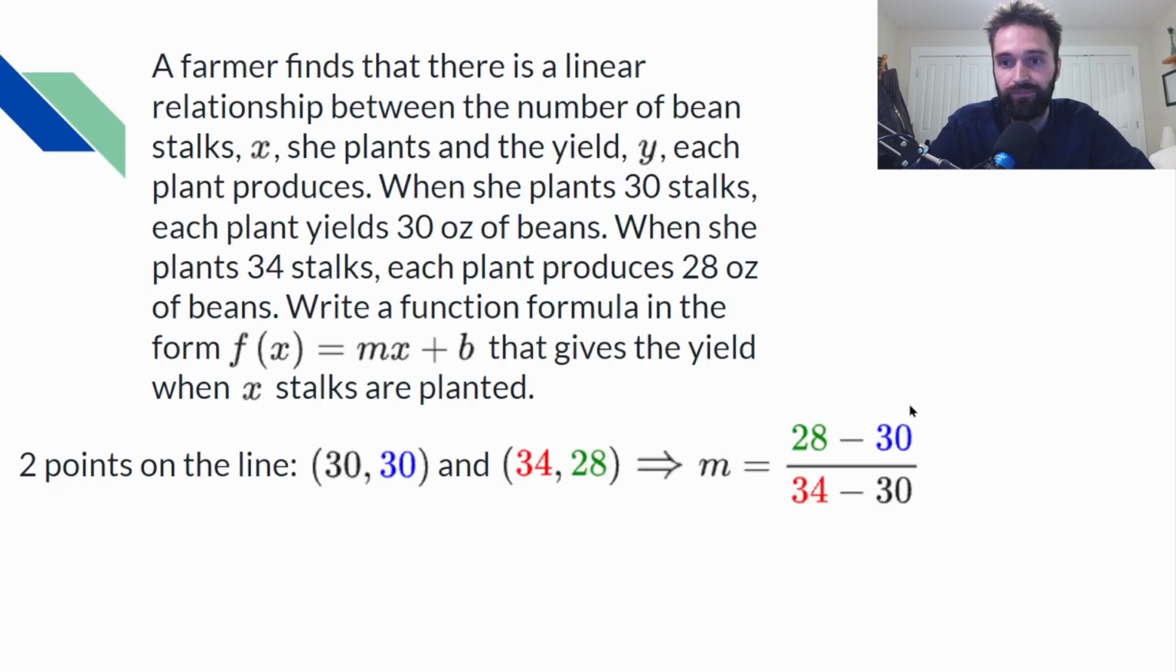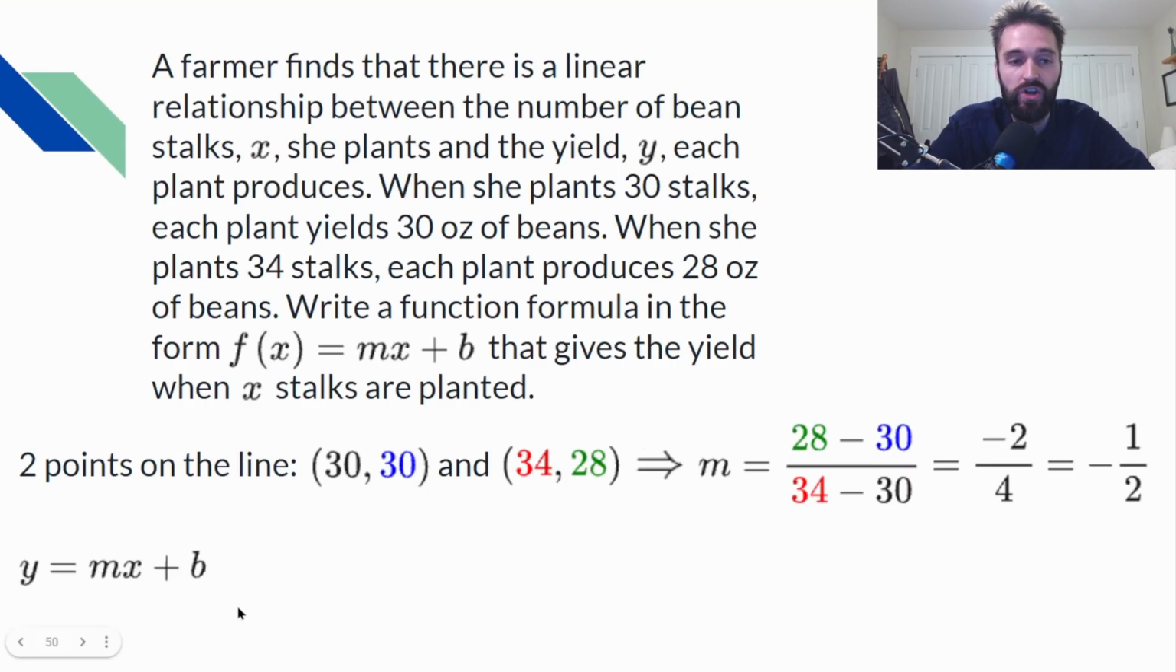28 minus 30 is negative 2, and 34 minus 30 is 4. Negative 2 over 4 reduces to negative 1/2. Okay? So the slope of this line is m equals negative 1/2. That's the first piece that we need to find. The second piece that we need to find is b. We need to figure out what b is.